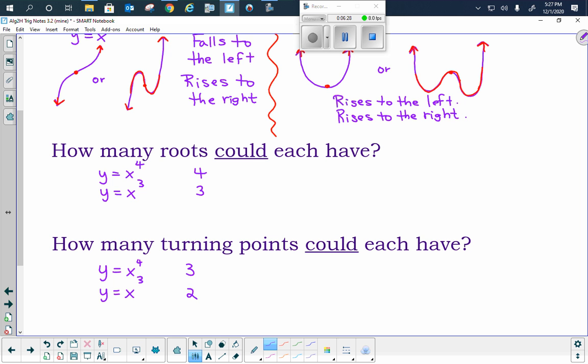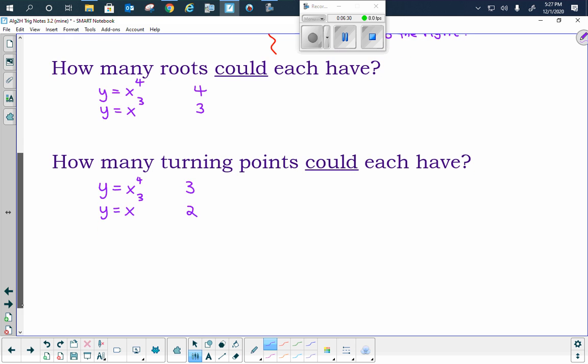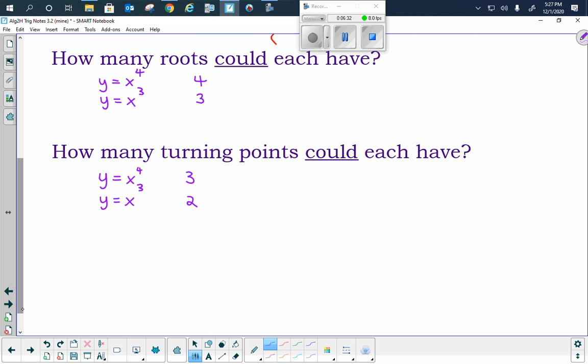All right, so is there a pattern forming there? Well, hopefully you're seeing that the degree of the polynomial is the same as how many roots it could have. And the turning points is always 1 less. Okay, that would be the pattern that we are looking for.